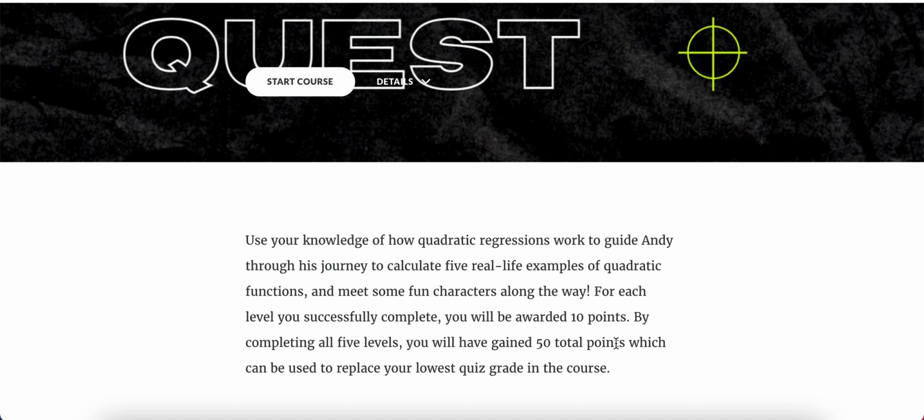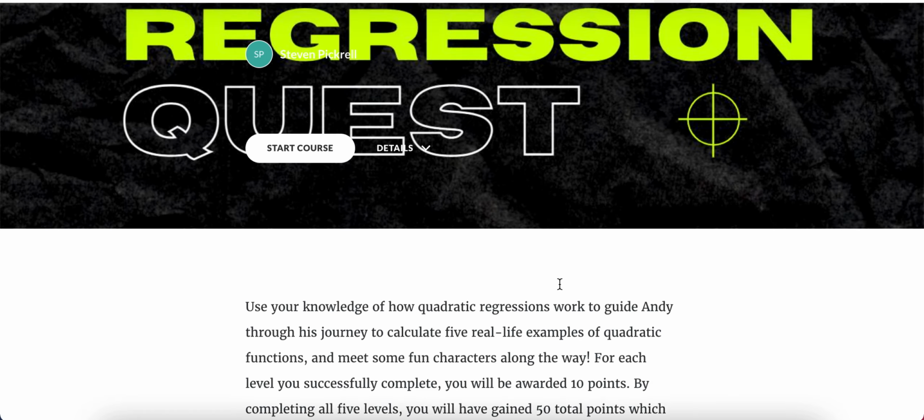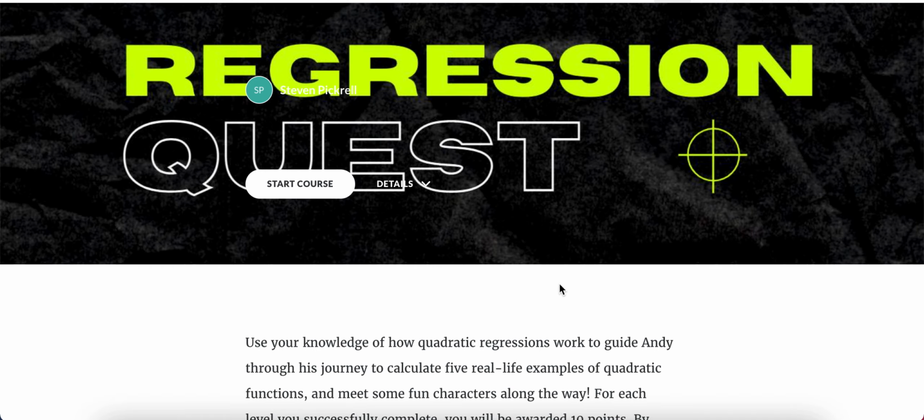So in this case, I said for the lowest quiz grade, because typically a student would want whatever the lowest quiz grade is to be replaced with the 50 out of 50. So by the students taking this seriously, taking their time, and getting questions correct, they can actually receive a perfect score toward a quiz. And that's the gamification element. So I'm going to click Start Course, and we're just going to begin.